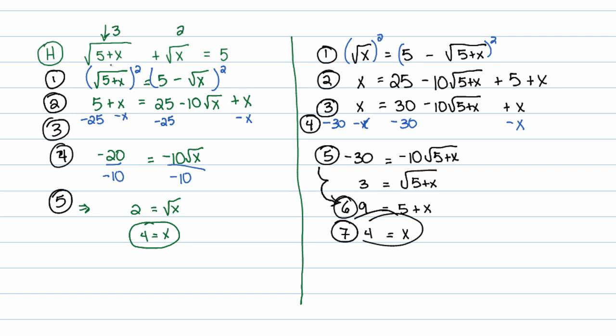So the rule of thumb is if you have a radical equation, it's a good idea to isolate first the one that has the most difficult stuff in it. Okay, that's a good rule of thumb.